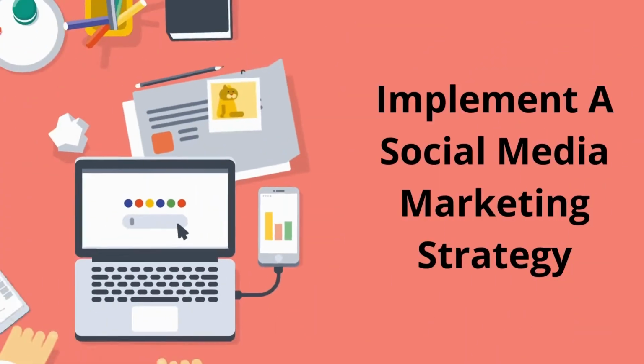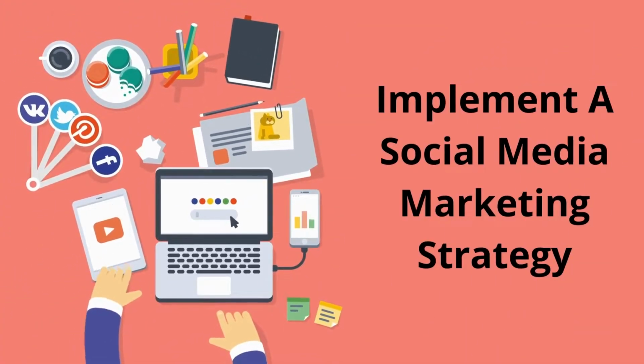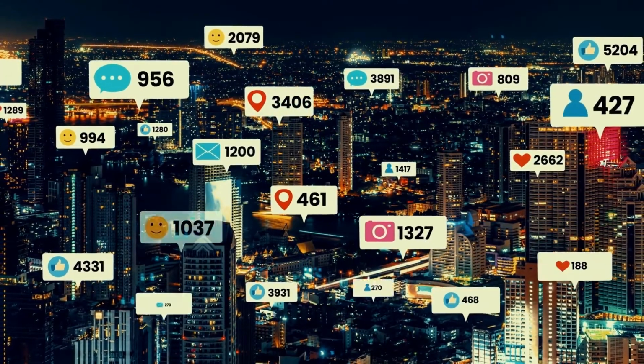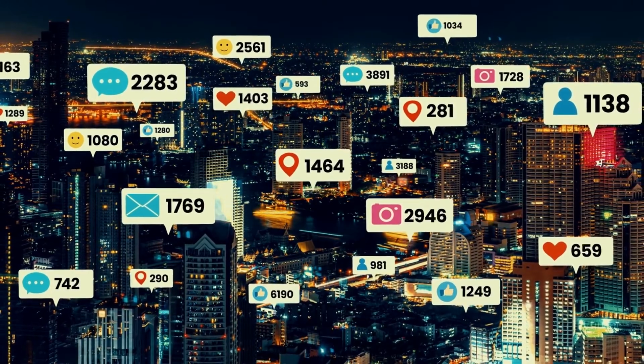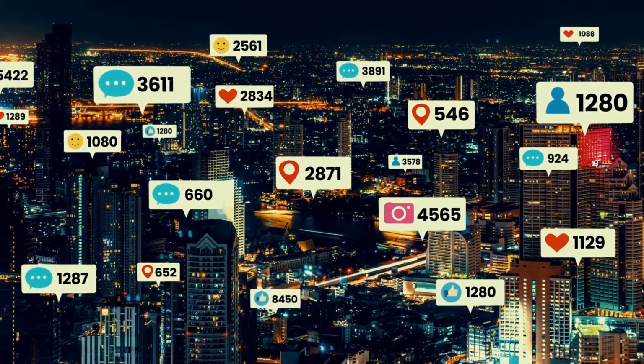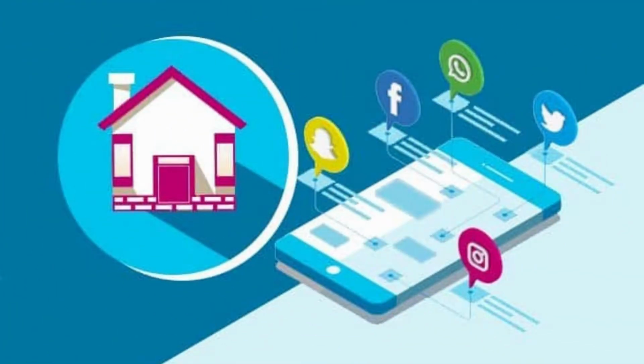Tip 4. Implement a social media marketing strategy. People aren't going to buy off of a single post, but social media helps improve your discoverability, brand reinforcement, and the ability to build connections by directly interacting with and following up with your potential customers. How to market your real estate business on Instagram and Facebook.